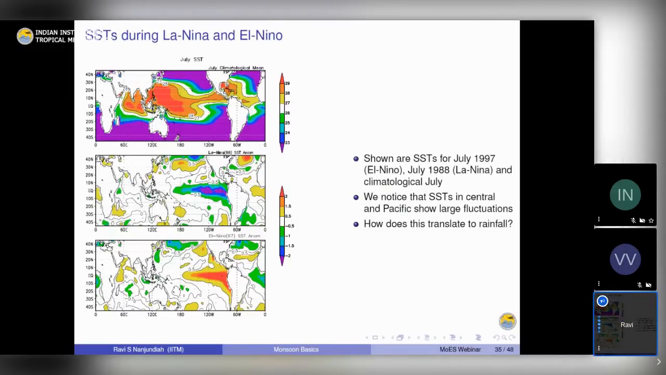So if you look at the SSTs, the sea surface temperatures during La Nina, the top one is the climatological mean, and the middle one is where you have La Nina. As you can see, the temperatures are much cooler here, and cooler than the average, which itself is fairly low in this region, 24 to 25 degree sea surface temperatures you get. While in an El Nino, this becomes warmer and you can sustain rainfall.